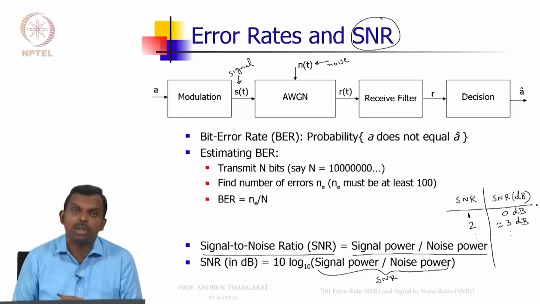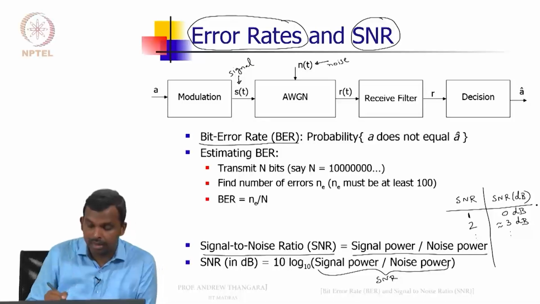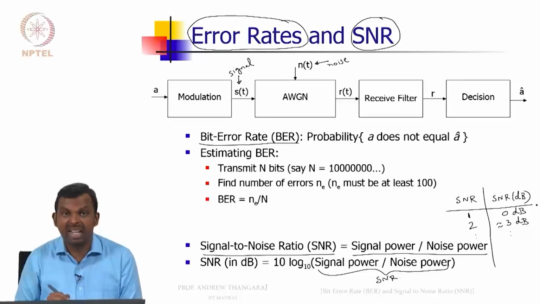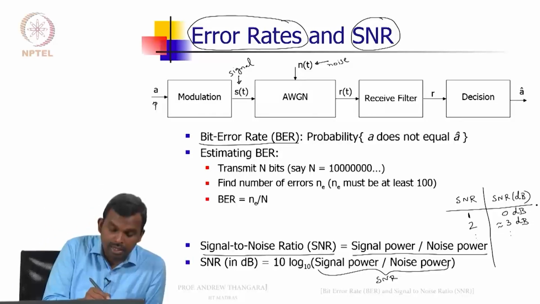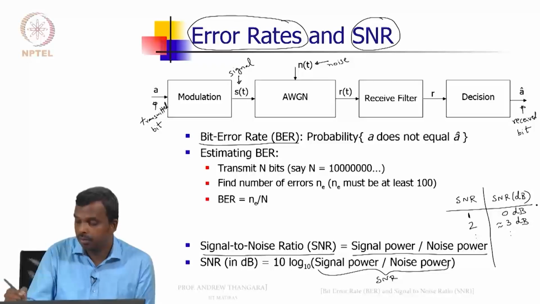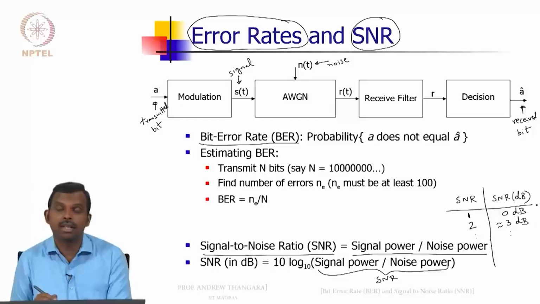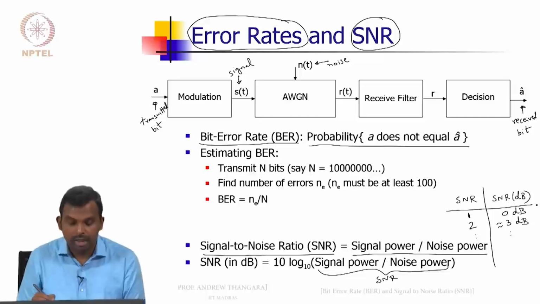Now, the other very important measure in a digital communication system is error rate. Bit error rate is the next important metric, and that has a very simple definition. You transmitted A, the transmitted bit, and you received A hat, the received bit. From the transmitted bit to the received bit, what is the error? It is the probability that A does not equal A hat.